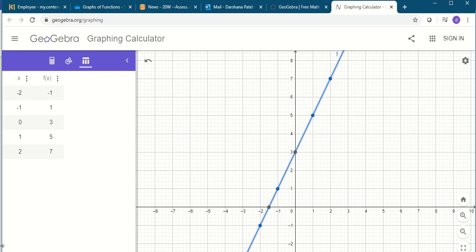And we will also label this graph. We will label it y equals 2x plus 3. So we see right here y equals 2x plus 3.